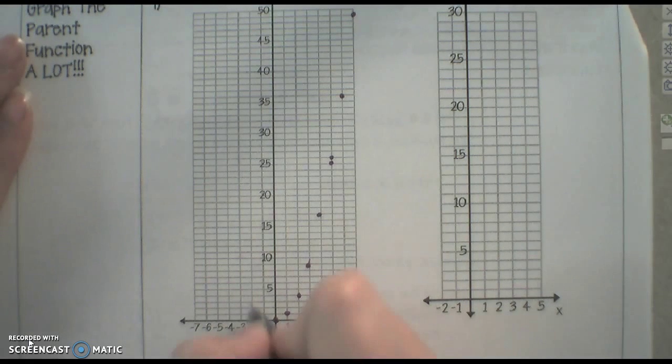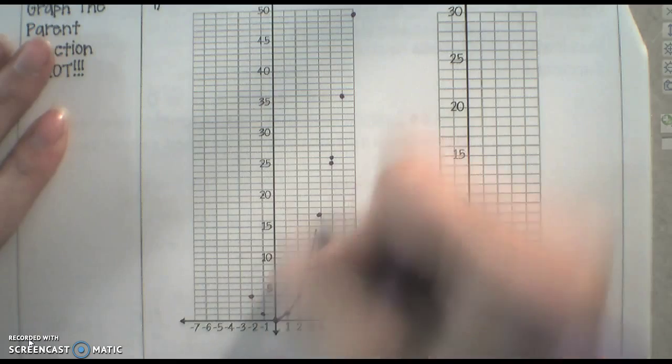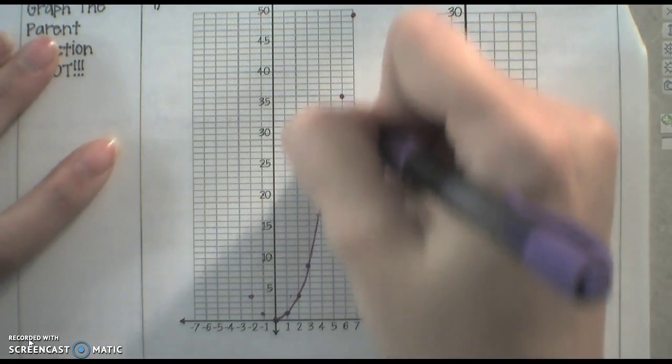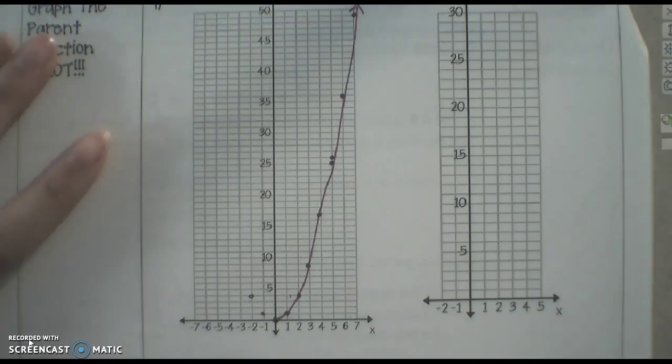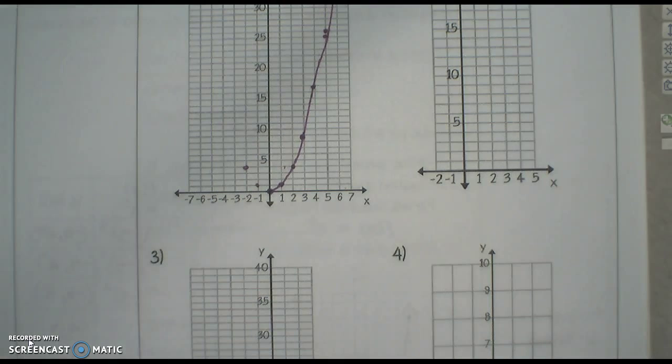So -1 squared, 1. -2 squared, +4, etc. And it will make that same design, or that same curve, on the left that it did on the right. So what I want you to do is graph on these 3 graphs, doing that same pattern, and then check your answer when you're ready with what I have.